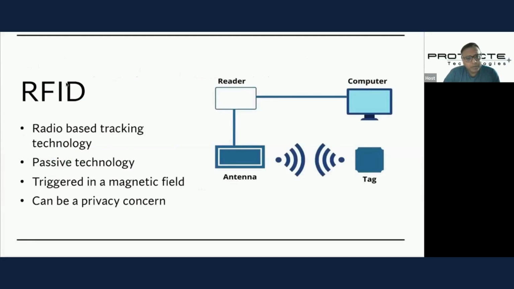RFID we've already talked about. RFID is a wireless technique by which you track a particular device. Generally, the RFID tags do not transmit anything. Okay, they have a small chip inside. Once they come near the antenna, they give a code, and that code is verified on the computer.